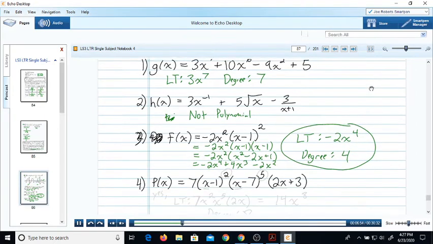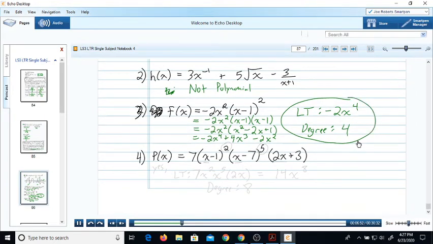Now, what we had in example 3 was a polynomial. It's just been factored. So if we want to multiply it out and write it in descending order, we can. And if we put it in descending order, we'll see that dominant power function in front. That's why it's also known as the leading term, because it's leading in front when you put it in descending order. Now, if you look at number 4, this is a polynomial.